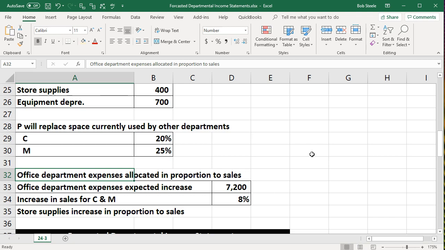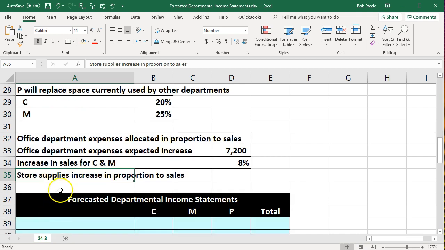So the office department expenses are allocated in proportion to the sales. When we allocate between the departments, they're going to be allocated in a ratio analysis similar in proportion to sales. Office department expenses are expected to increase by $7,200. So we think there's going to be an increase from the prior year as we budget or forecast forward of $7,200. We think there's going to be an increase in sales for C and M of 8%. So sales is going to increase by that 8%. Store supplies increase in proportion to the sales. So we think the supplies for the store will increase in proportion to the sales.